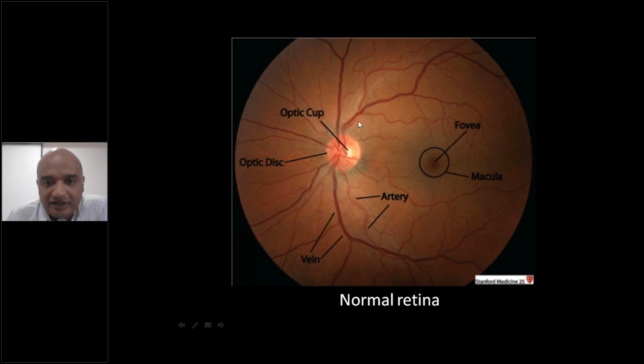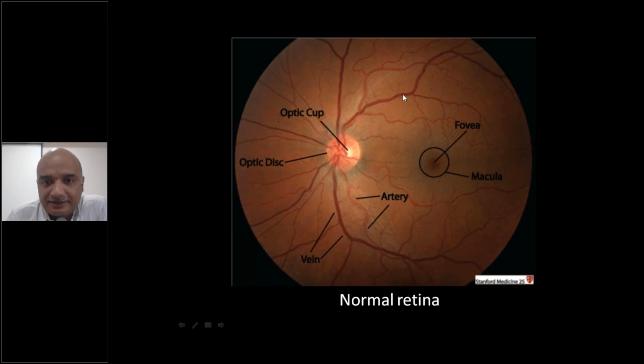So broadly they branch out like that, and they go further and branch out, forming first order branching, second order branching, and so on. Now this is the optic disc. This big circle is called the optic disc. The central small whitish circle is called the optic cup. From this cup, the blood vessels enter into the eye and they bifurcate and divide into various branches.